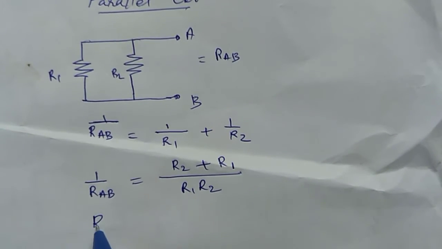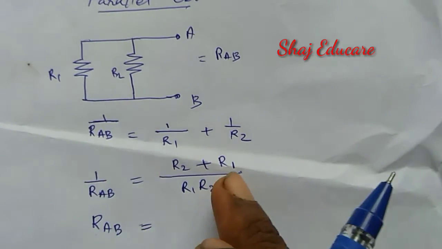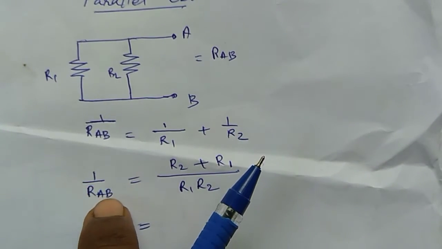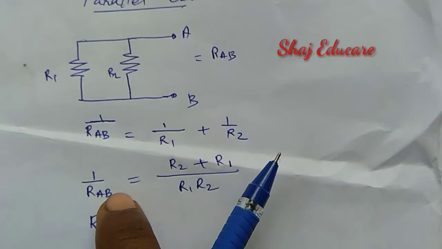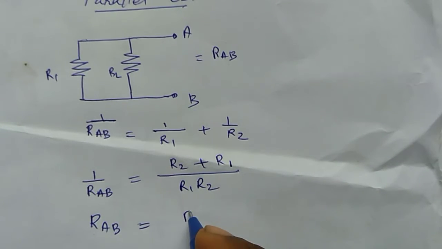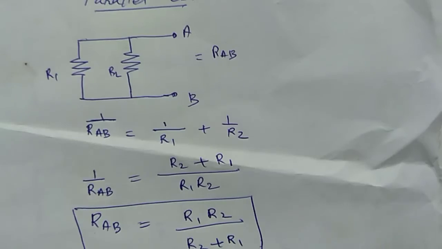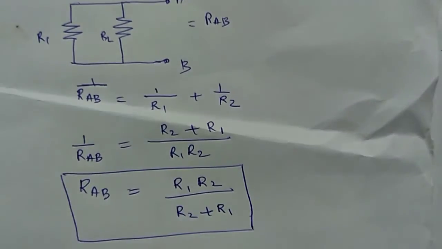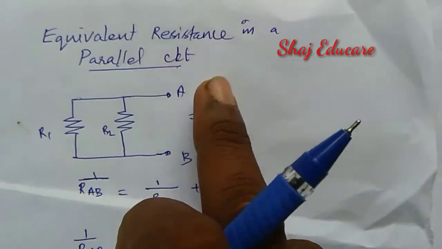Then the equivalent resistance RAB. How can we find out RAB from here? Just taking the inverse. Here it is 1 by RAB, so again invert it, means invert both LHS and RHS. Then we are getting RAB equal to R1 R2 divided by R1 plus R2. That is the equation for finding the equivalent resistance in a parallel circuit.